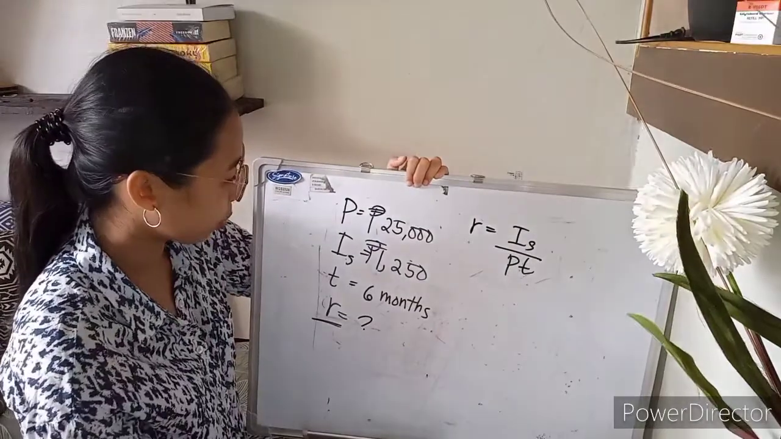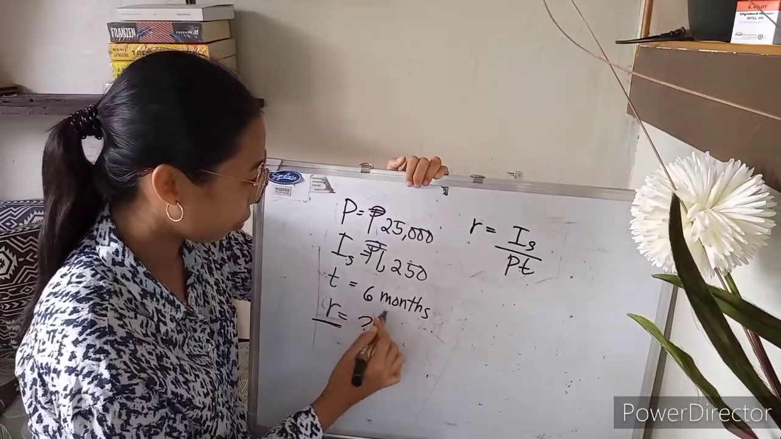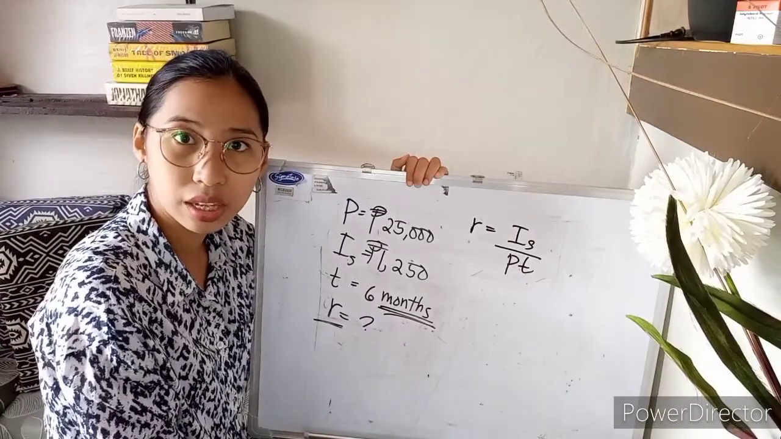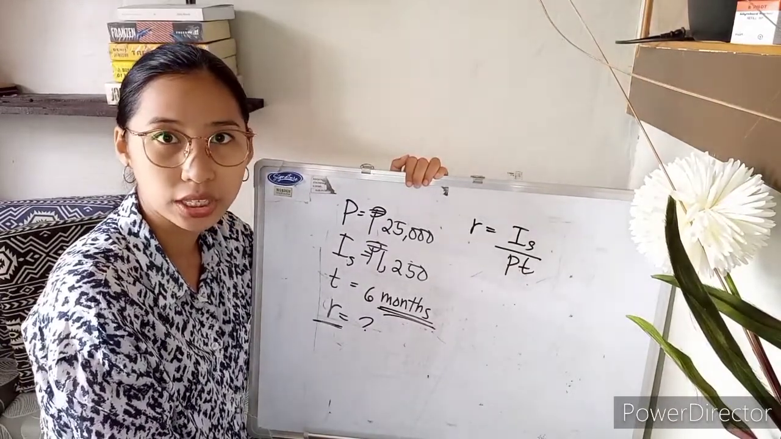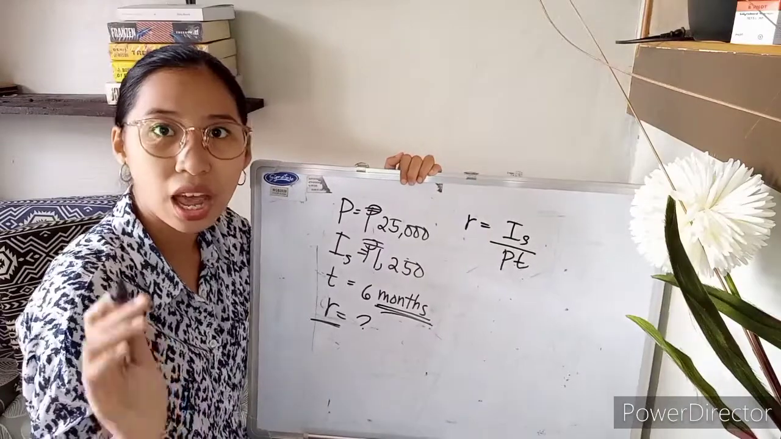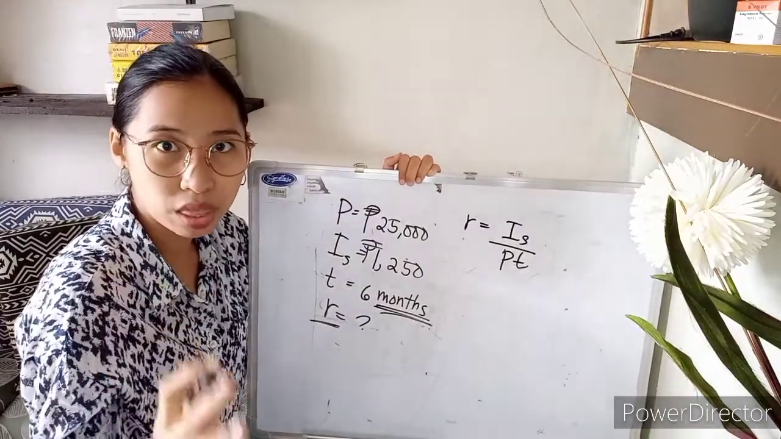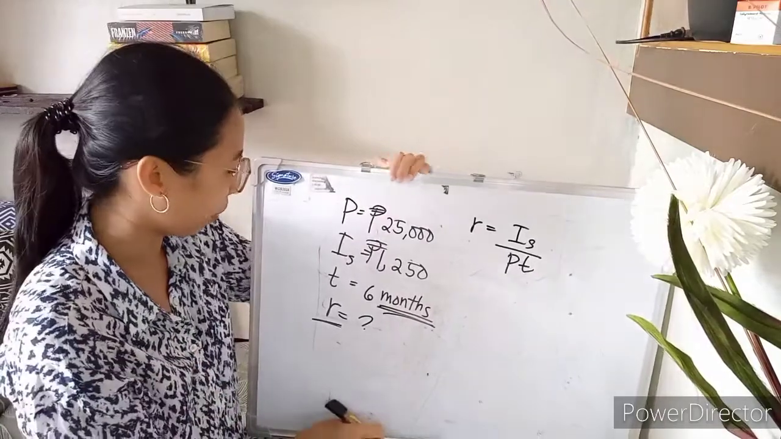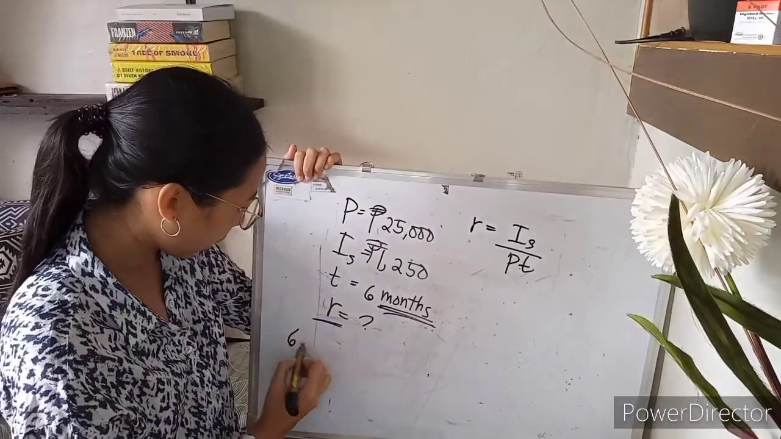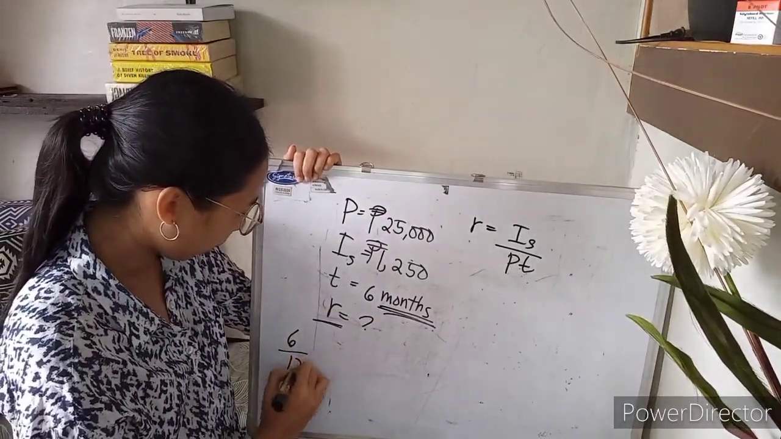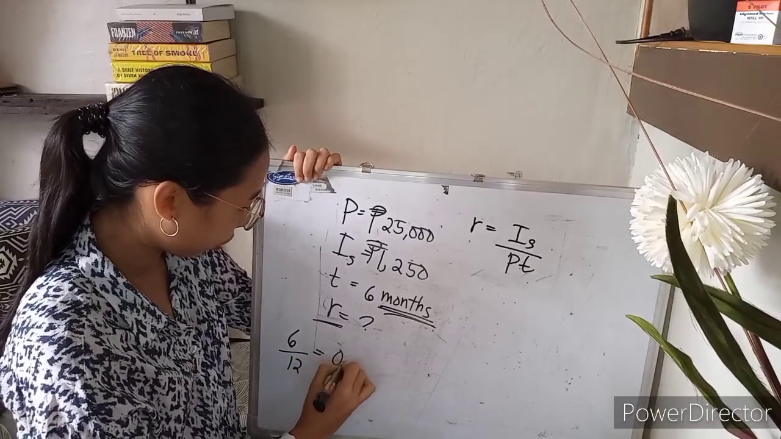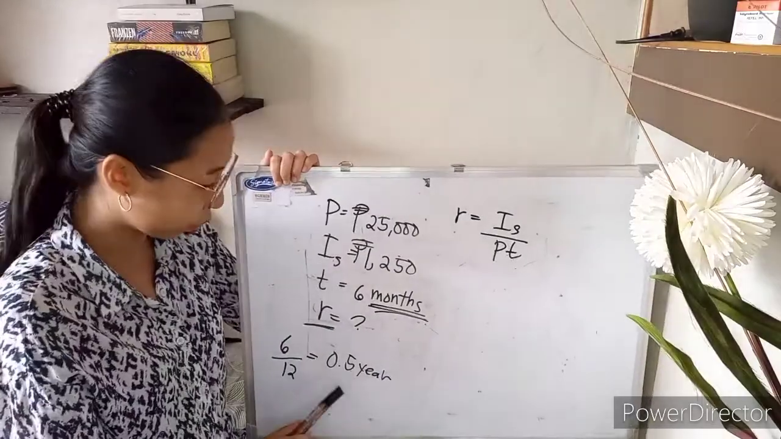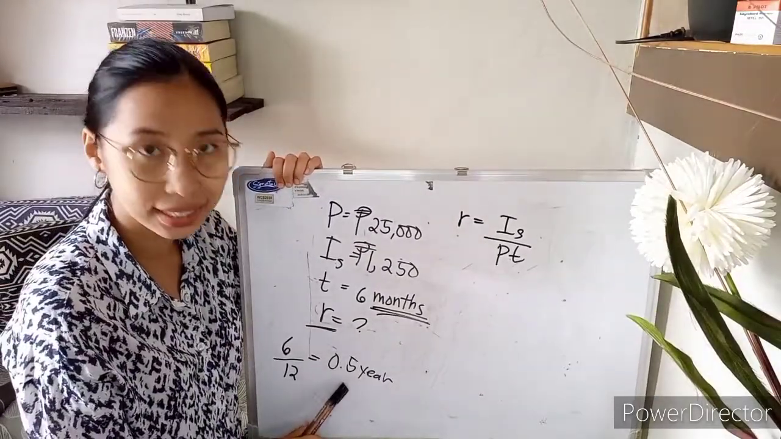So, now let us proceed. This is in months. Remember that time should be expressed in years. So, to express months into years, we divide it by 12. Right. So, we convert 6 months over 12. This is now going to be 0.5 year. Okay, this is what we will use now for your T.